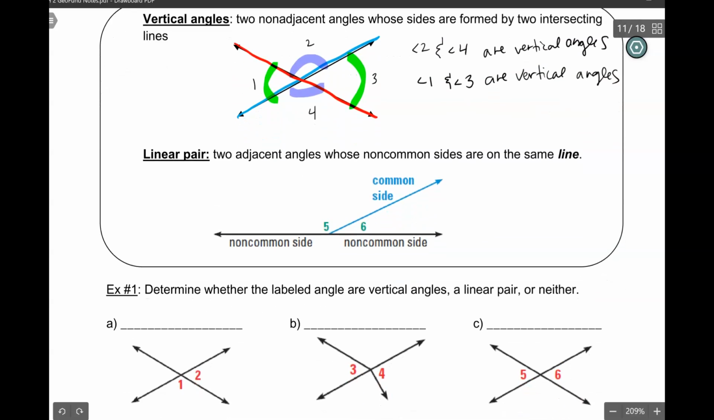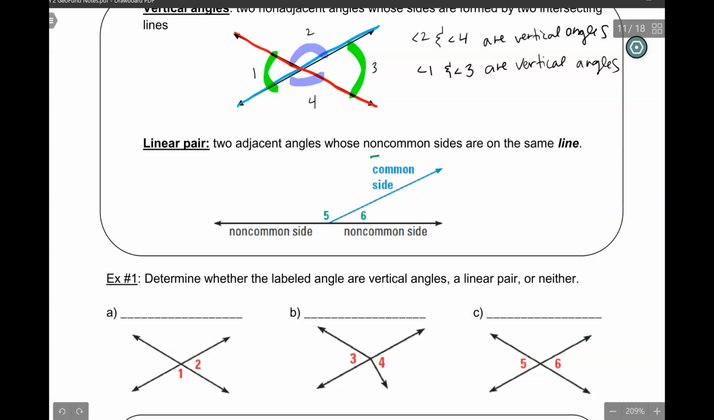Now, a linear pair are two adjacent angles whose non-common sides are on the same line. So for angle 5, this angle right here, the non-common side is this one. Then I look at angle 6, and the side that's not in common with angle 5 is the bottom one once again. So these two non-common sides are on the same line. So linear pairs have to be next to each other. They have to be adjacent.